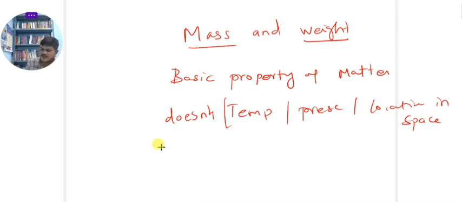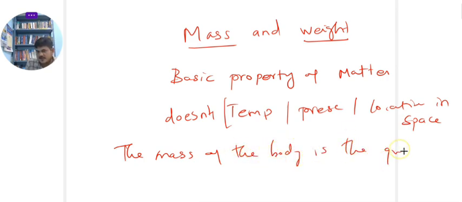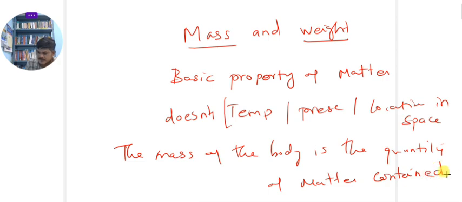And actually, the mass of a body is the quantity of matter contained in it. Clear? How much quantity of matter is present in space, that is called mass. Nowadays modern physics tells us mass becomes energy, energy becomes mass. Okay, that's all. And what is the difference between mass and weight?